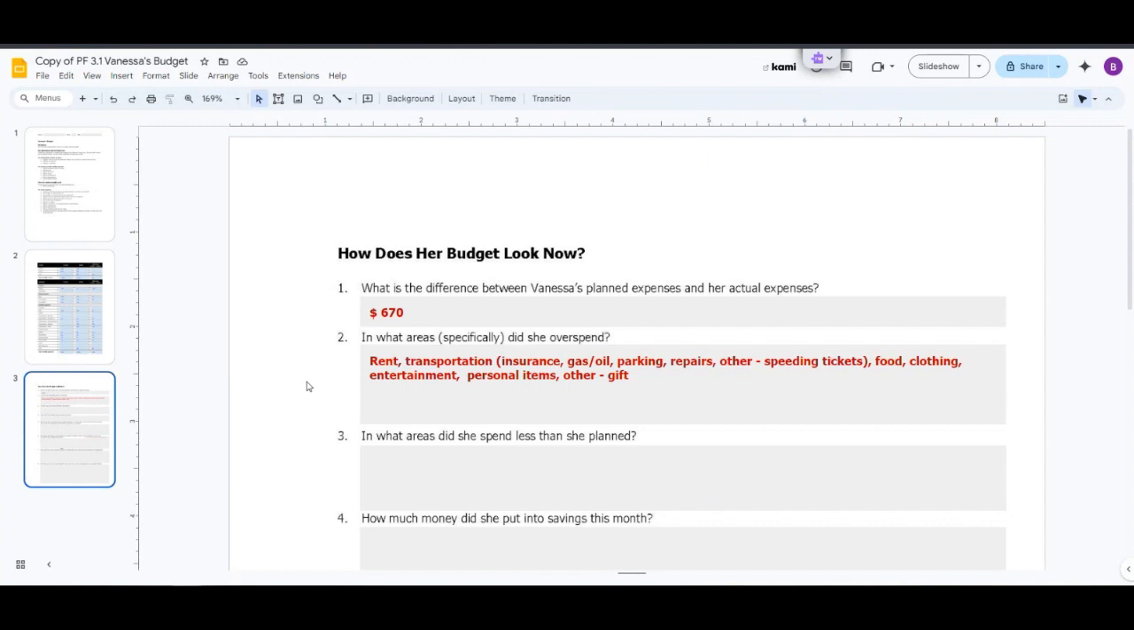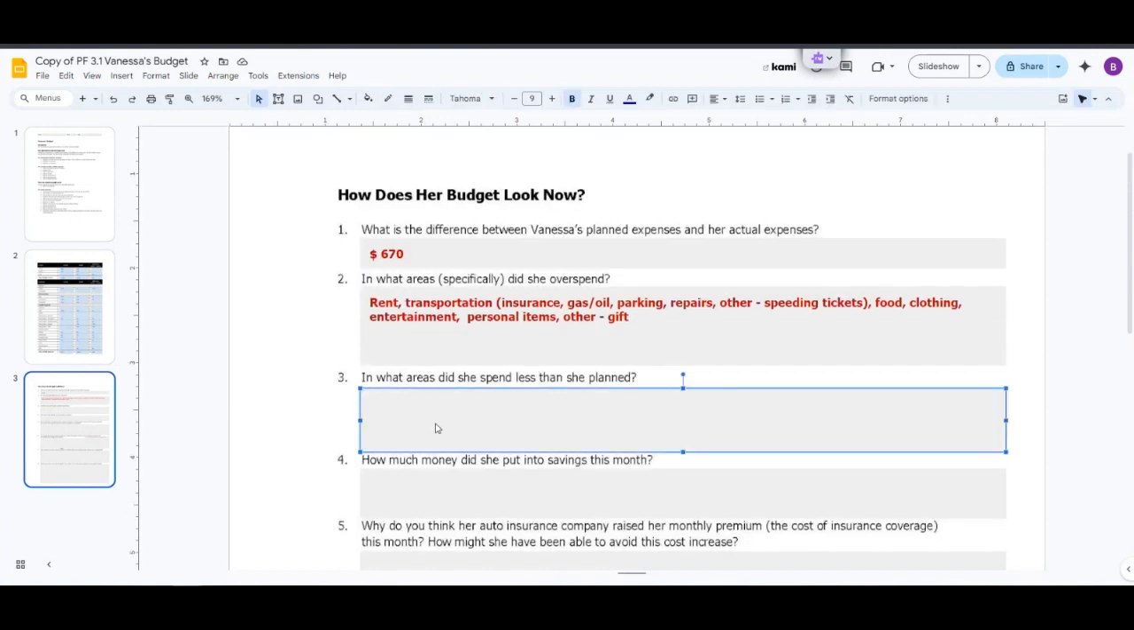Transportation, you could have just kept it as a lump transportation, or if you got really specific, she overspent on insurance, gas, parking, repairs, and other because of the speeding tickets. All right, she overspent on food because of that dinner party, clothing, entertainment, personal items, and the other category for that gift for her mom. Where did she spend less than planned?